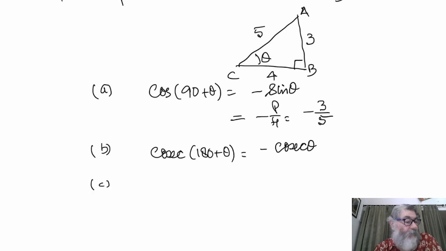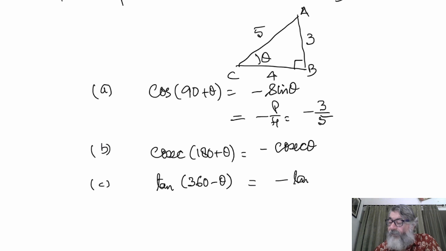C part is tan 360 minus theta. Now 360 minus theta means it will fall in the fourth quadrant. In the fourth quadrant we said only cos and sec are positive. So tan 360 minus theta will be minus tan theta. Oh sorry, I didn't calculate here. Cosec is the reverse of sine, and sine was 3 upon 5, so cosec 180 plus theta will be minus 5 upon 3. And tan is perpendicular upon base, so 3 upon 4, that is minus 3 upon 4.